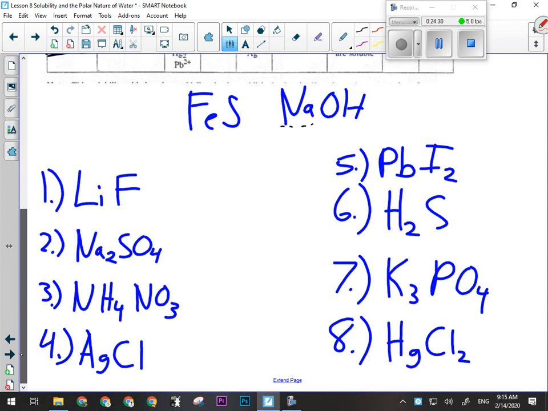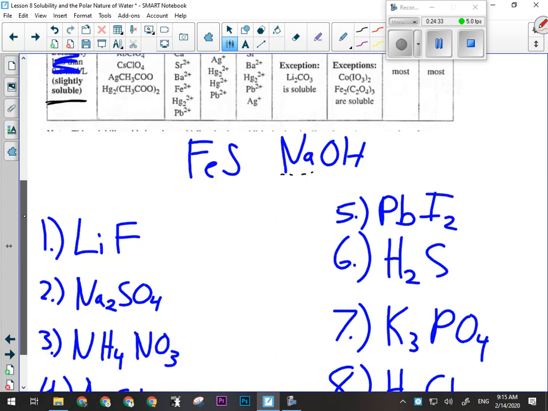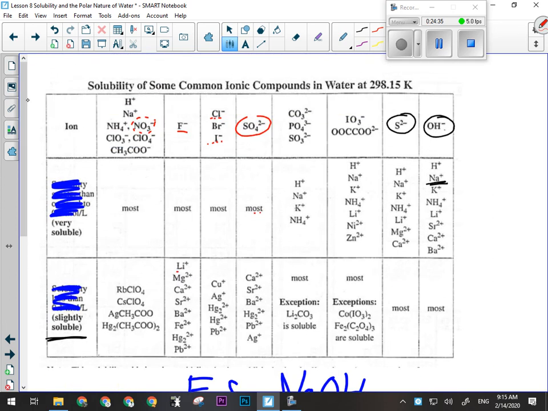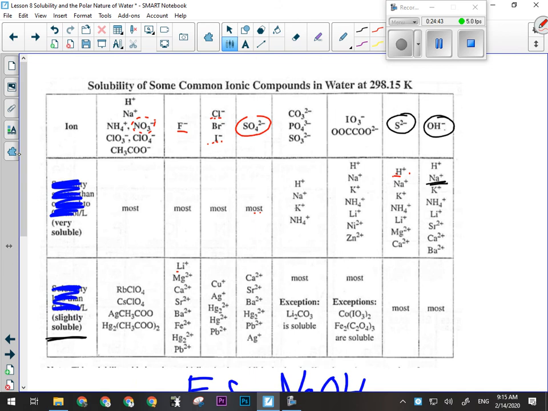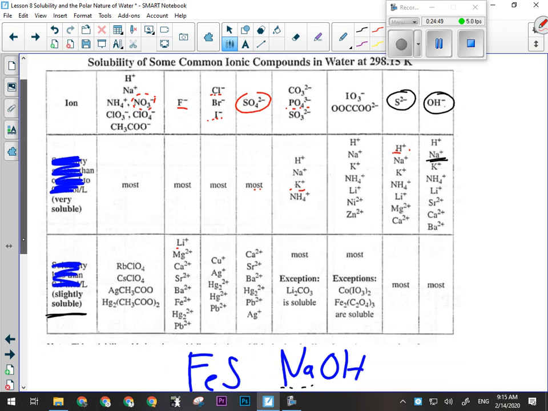For number 6, H2S. So we look up here for S. Here's S, soluble with hydrogen. So that one is soluble. Number 7, we've got potassium phosphate. Phosphate is right here. It says it's soluble with potassium. So that stuff is soluble.